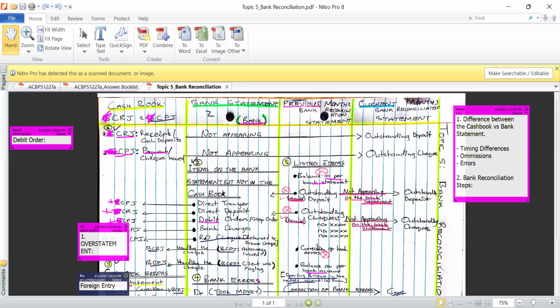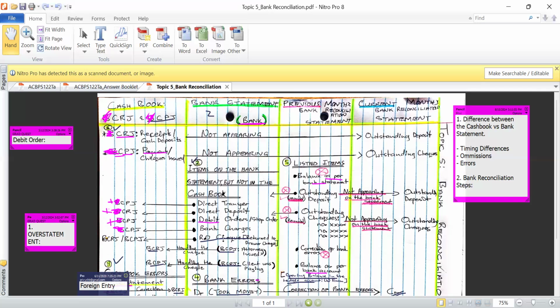Number two, direct deposit. It's a case where you are receiving money, so it has to go to the cash book receipts journal. That is if it is not yet there in your cash book receipts journal. A debit order, you're instructing the bank to pay someone, so it's a payment. It has to go to the cash book payment journal. Bank charges, it's payments that you've been charged by the bank for using the facility, so it has to go to the cash book payment journal.